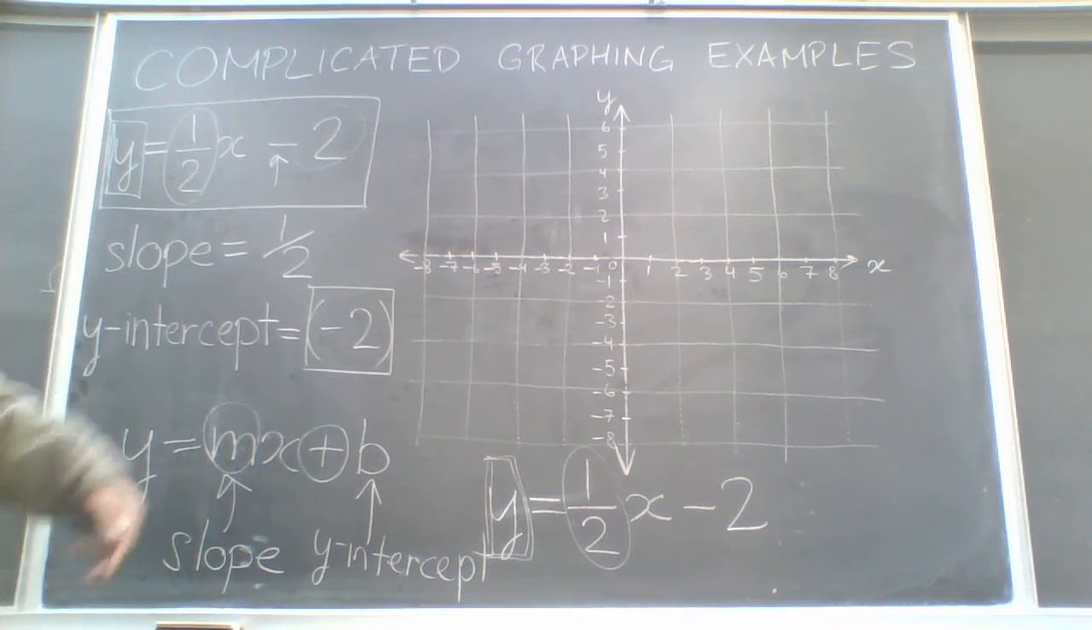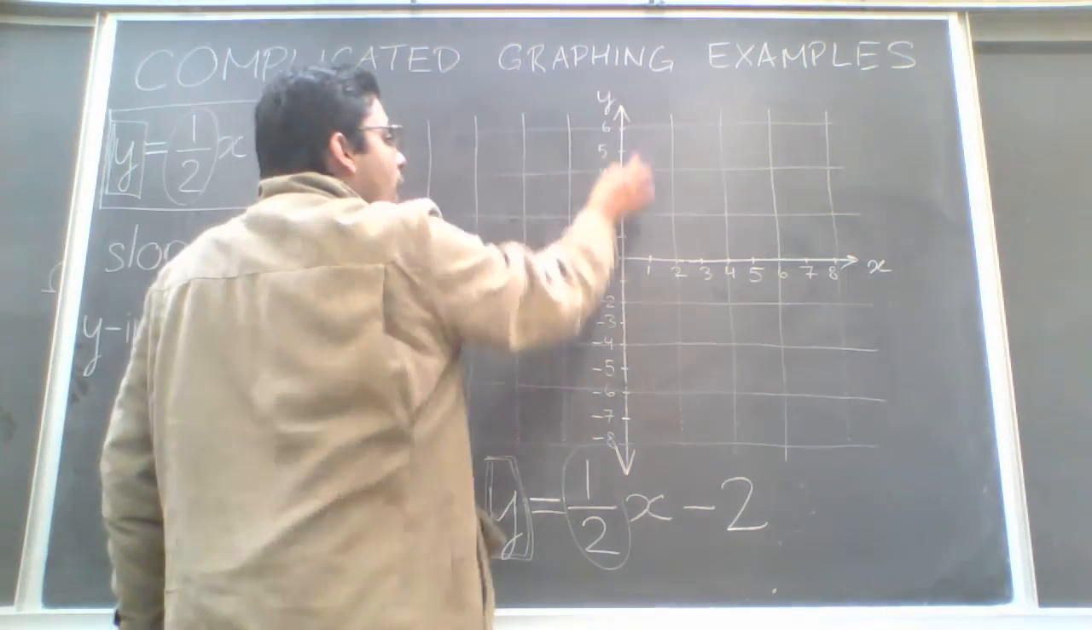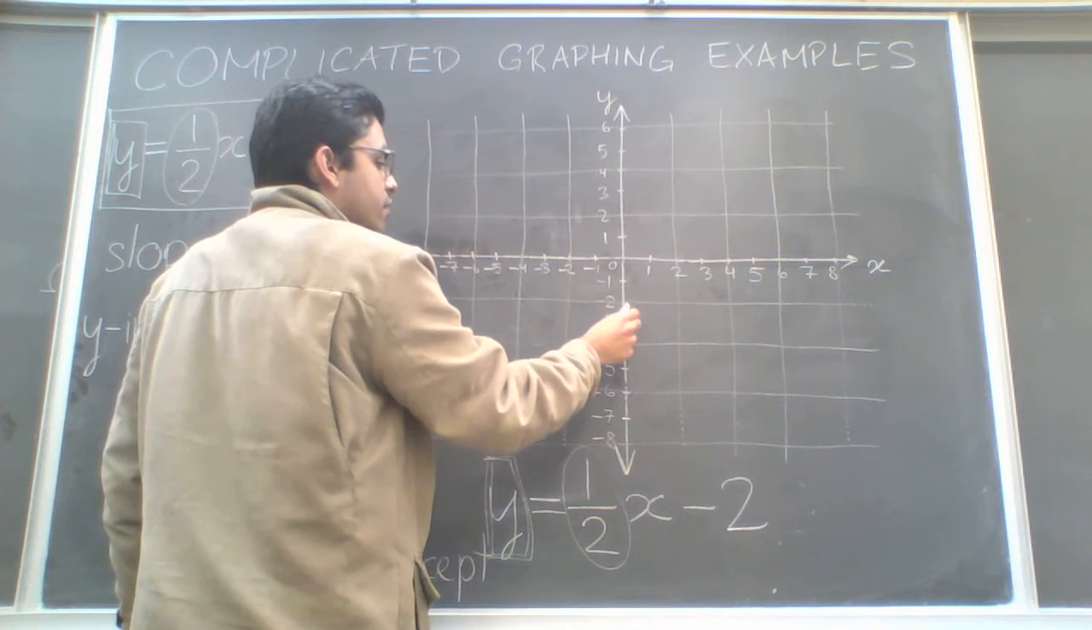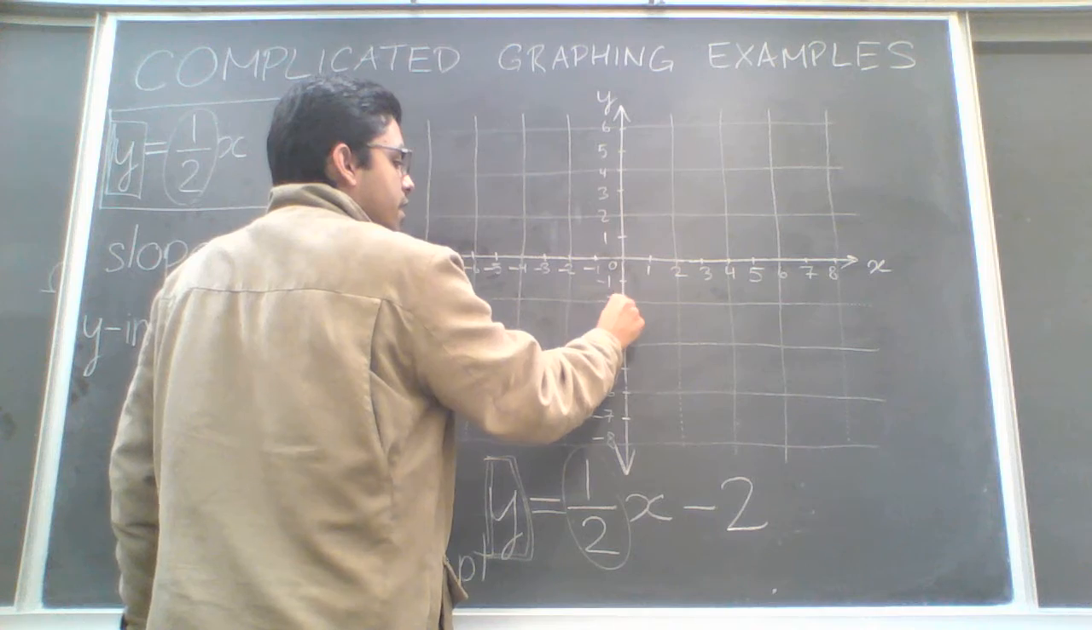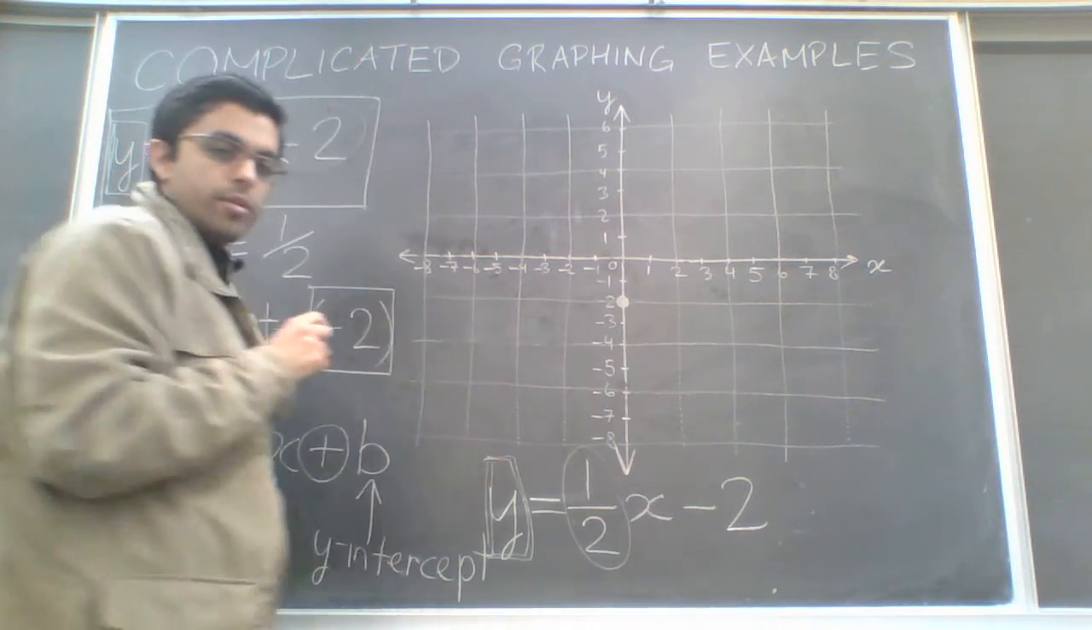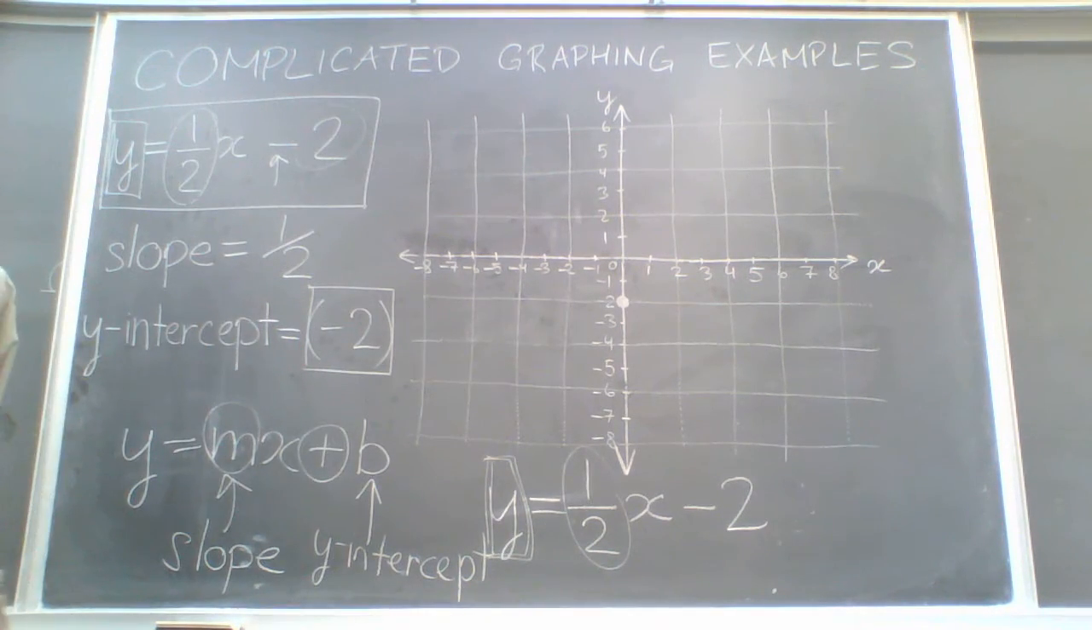on the y-axis. So if you go over to your plot, you look at your y-axis, which is this vertical one, and you find -2, you should be able to plot a point right there without too much trouble. Hopefully I've made that dot large enough for you to see.